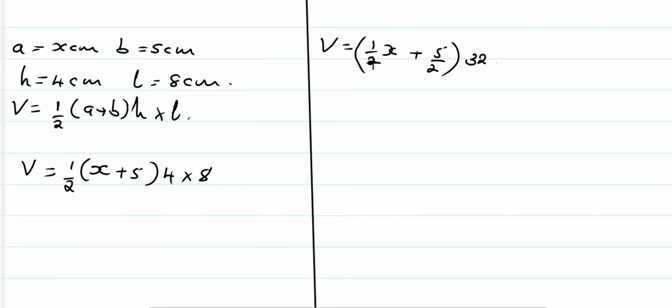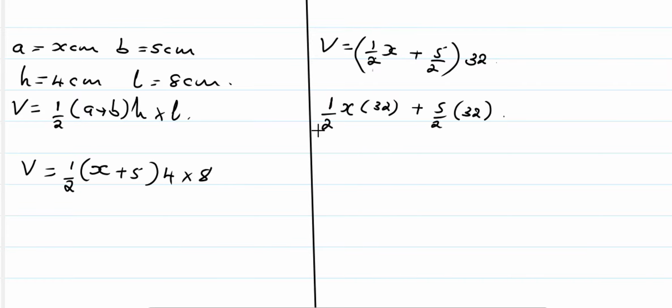Just let me put it like this. Half x multiplied by 32. Then add again 5 over 2, and now multiply again by 32, like that. I just opened the brackets and I multiplied everything inside the brackets with 32.